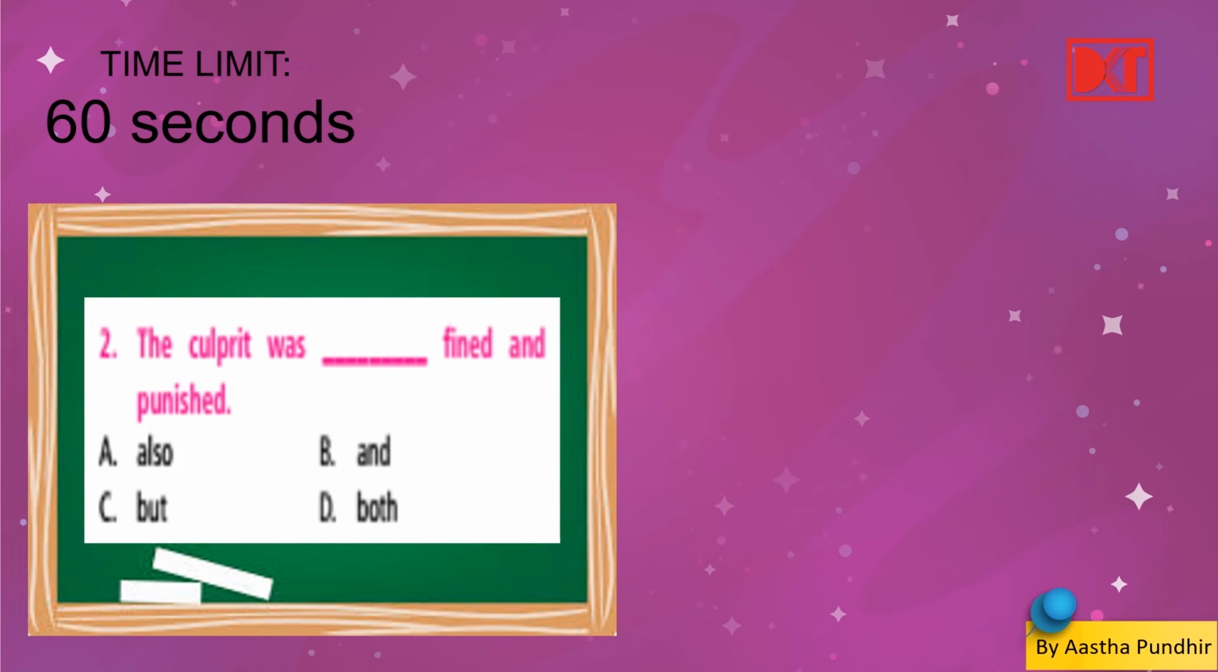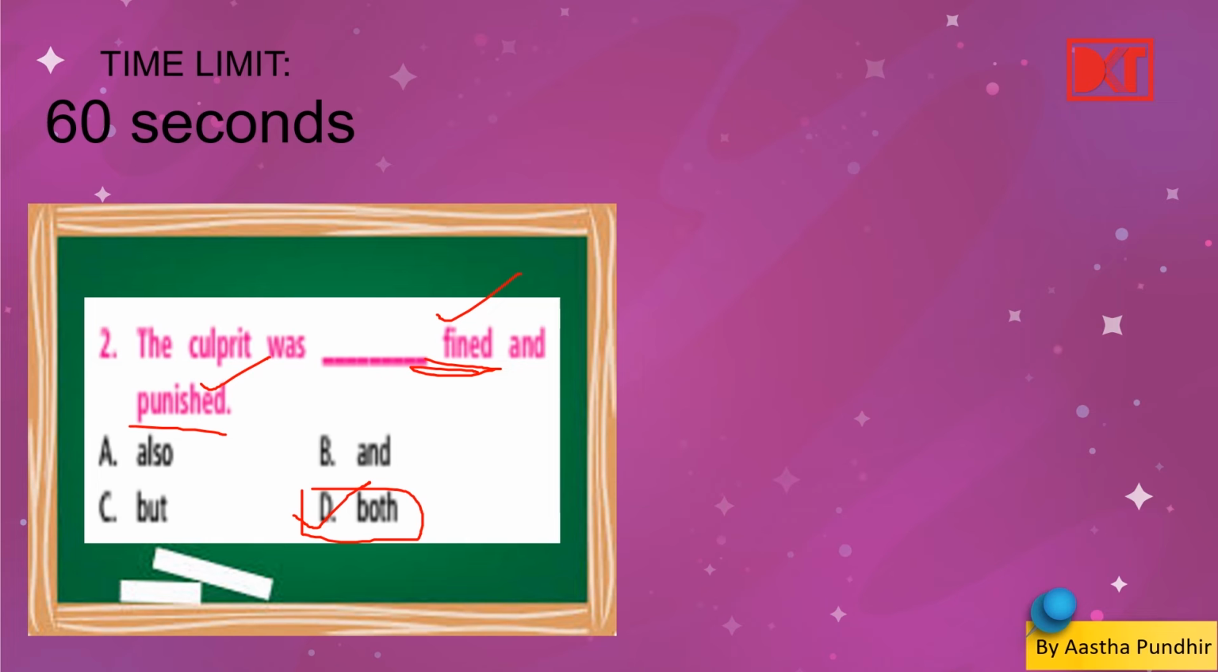Okay, here we have the culprit was dash fined and punished. Also fined and punished, and fined and punished, but fined and punished, or both fined and punished. This is pretty easy. The correct answer is D, both. Why both? Because here we are giving importance to these two parts equally. He was fined and punished, so both.